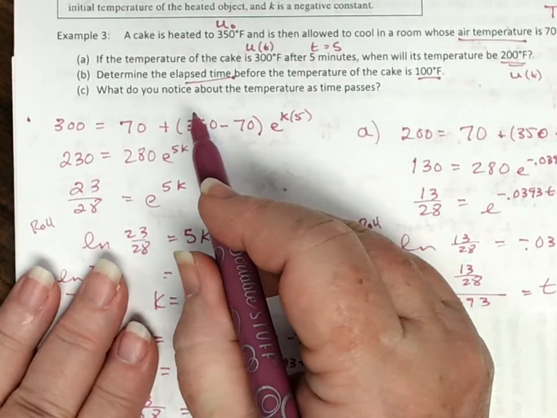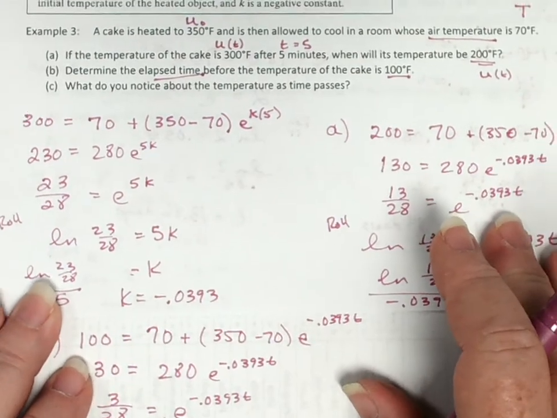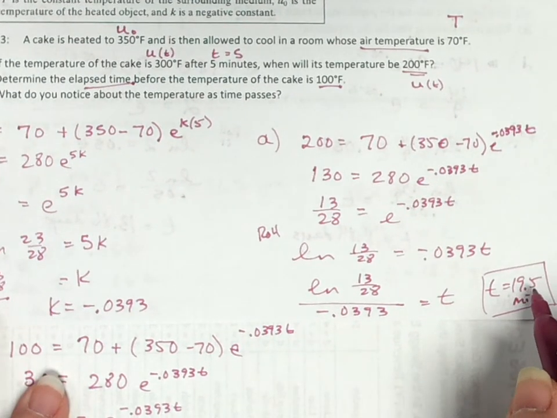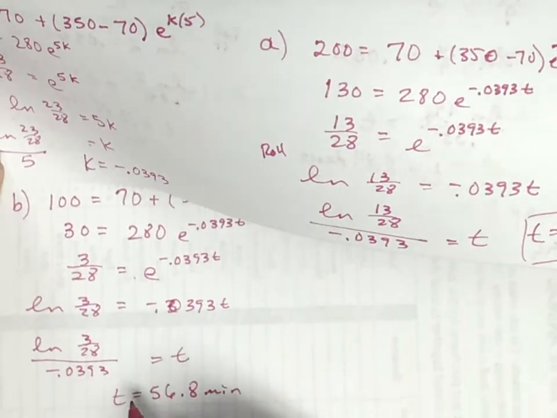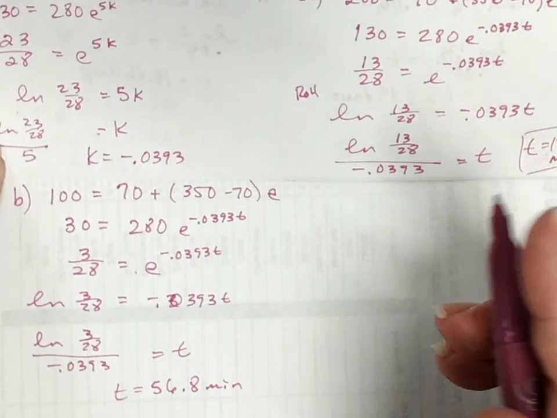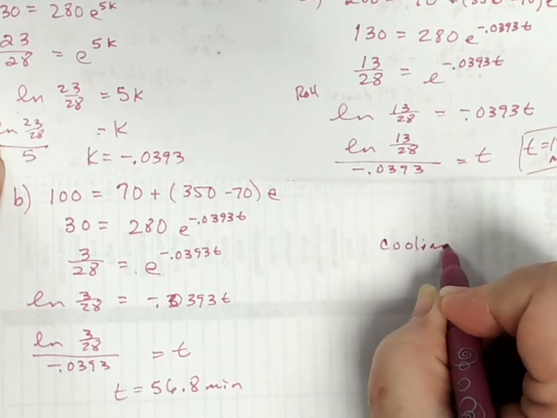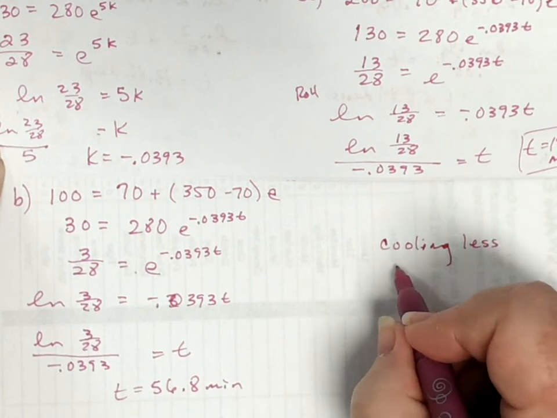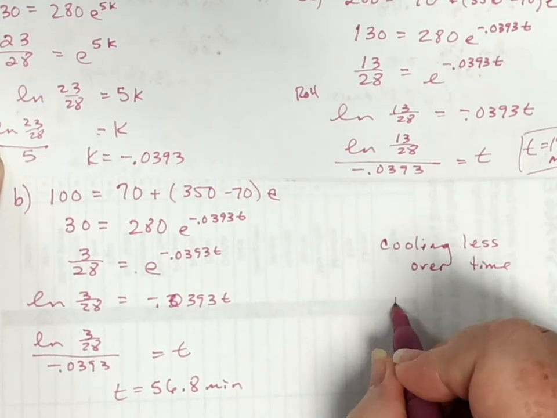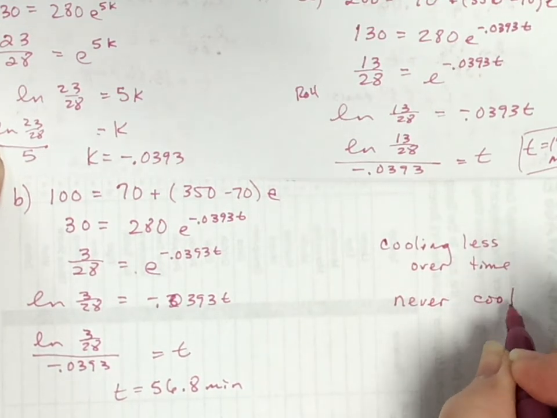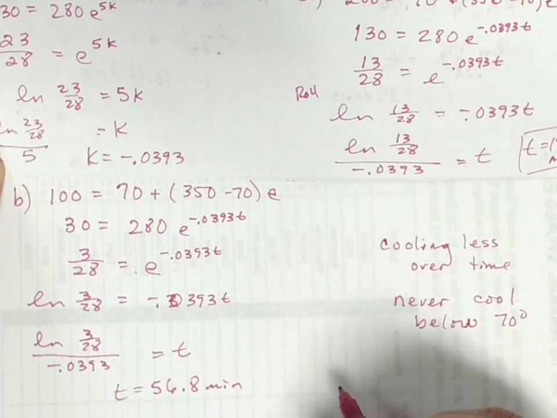The last question says, what do we notice about the temperature? Well, in 5 minutes it got to 300. To get to 200 it took 19.5 minutes, and to get to 100 it took 56.8 minutes. That was not linear. It is cooling less over time, right? It's going to take more time to cool, and it will never cool below 70 degrees. This cake will never cool below 70 degrees.